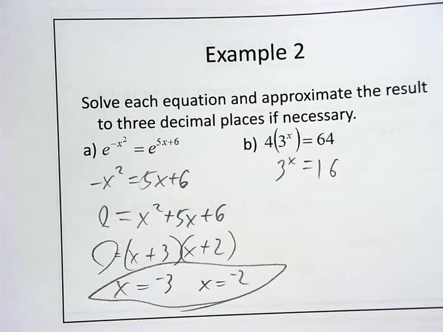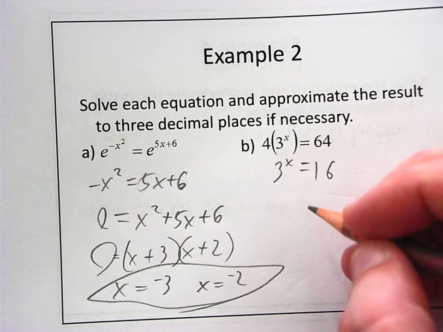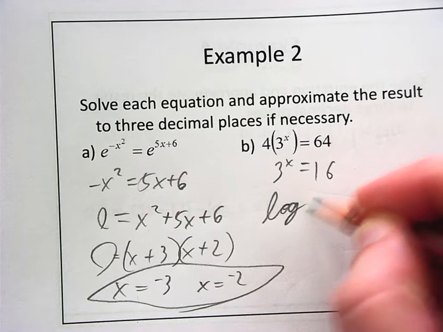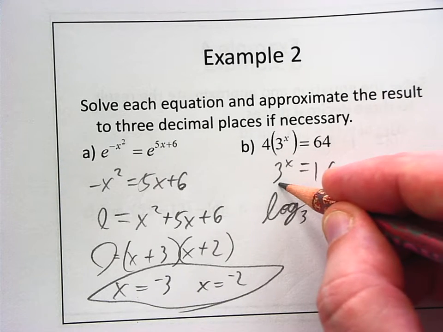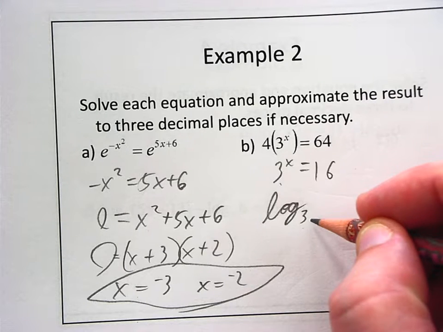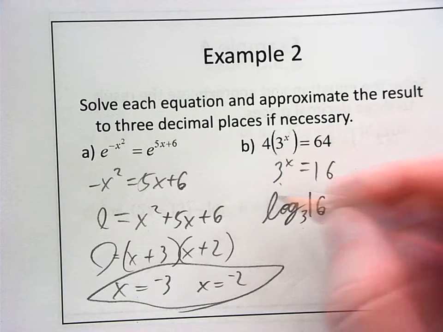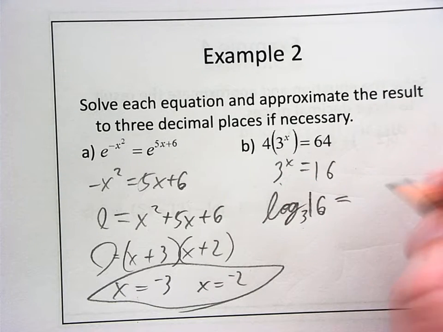No, because 3 and 64 don't have a common base to work with. But you can change the form to logarithmic. So you're going to have log base 3. Whatever the base is here is going to be the base down here, of 16. You got to move the 16 to be over with that base when you change it.